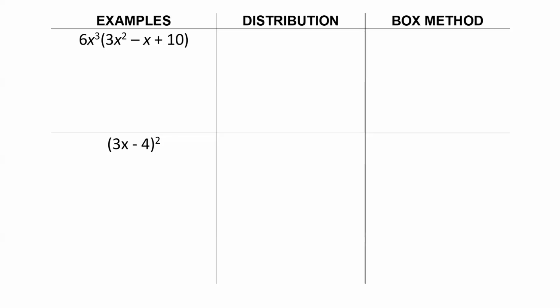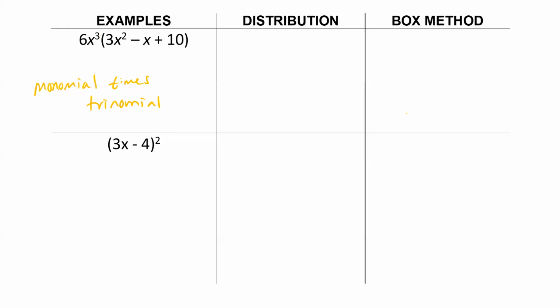Okay. So up first, we have 6x cubed times 3x squared minus x plus 10. What we're going to write is a monomial times a trinomial. Anyone want to take a stab at why this is called that? Mono means what? 1. So this is a 1 term times a 3 term, so it's a monomial times a trinomial. You have the option of just distribution, or you have the option of box method.